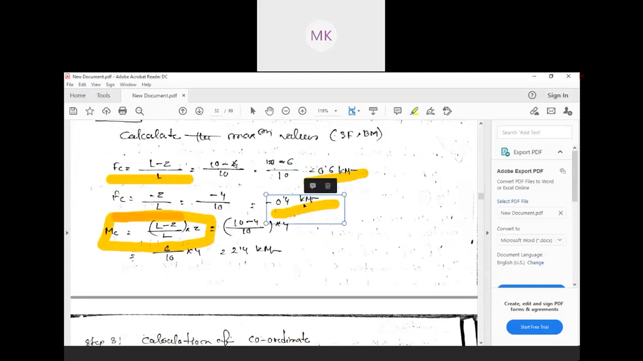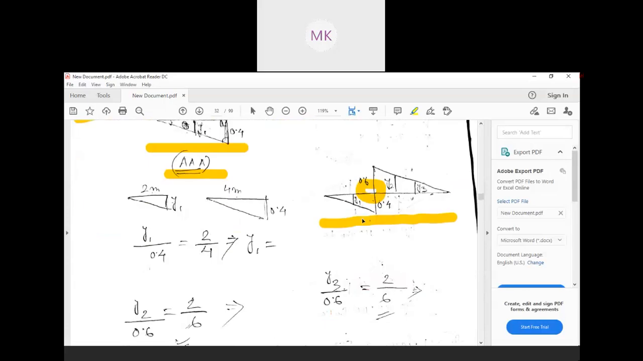This 0.6 and this 0.4 we have already calculated, so we have drawn this 0.6 and 0.4. Now what we need to do is calculate this y1, this y2, and this y3. For this, we need to use the similar triangle formula, which you have already learned in your school level itself.